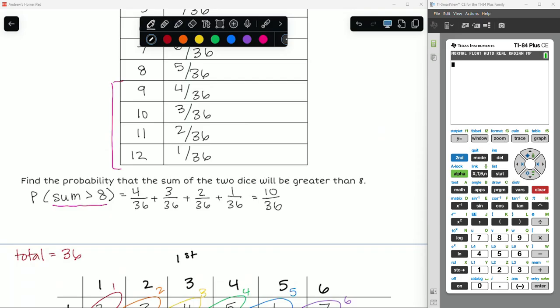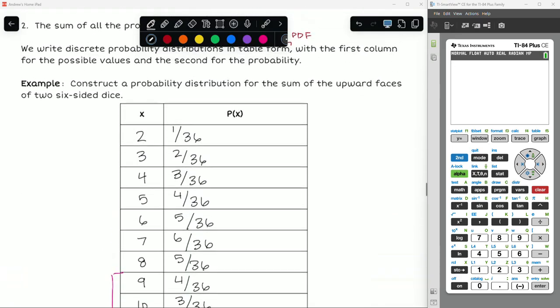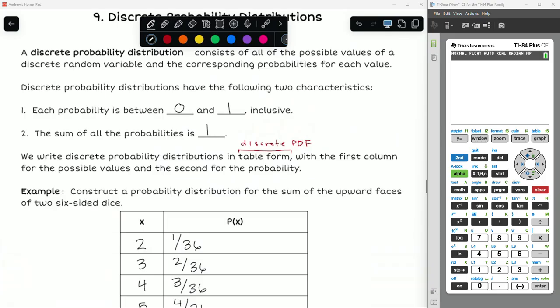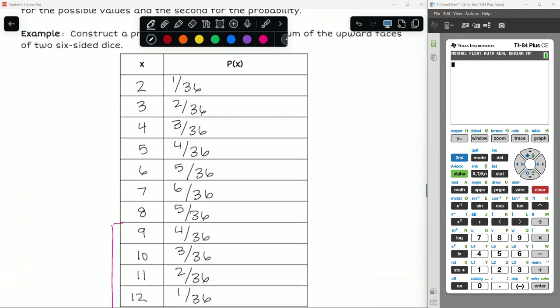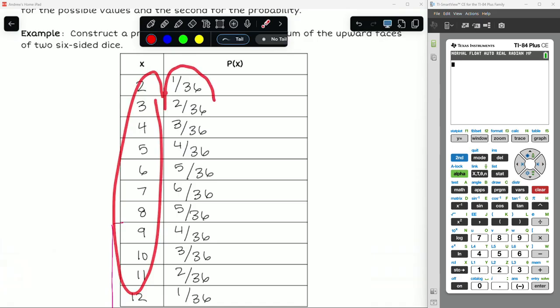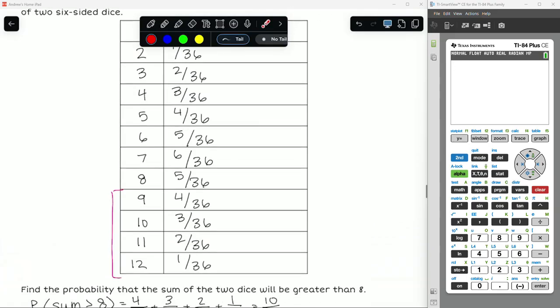So for probability distribution functions, or tables, for a discrete probability distribution, all we do is identify all of the possible outcomes and then calculate the individual probabilities for them. Once we've done that, we can then use those probability distribution functions to answer probability questions. When I see you in the next video, we're going to talk about means and standard deviations of these probability distributions. And then we're going to talk about a very specific discrete probability distribution.